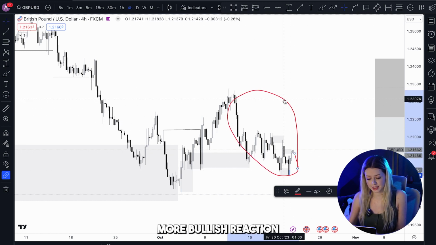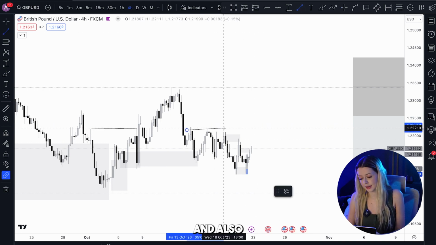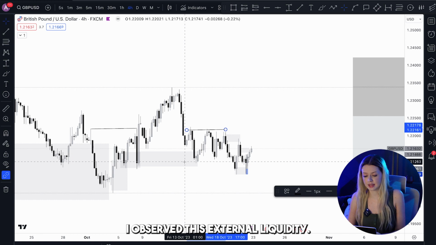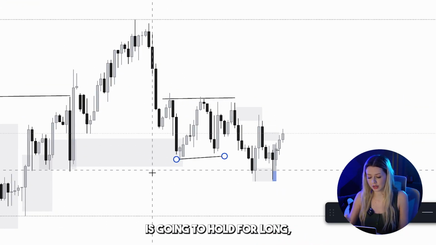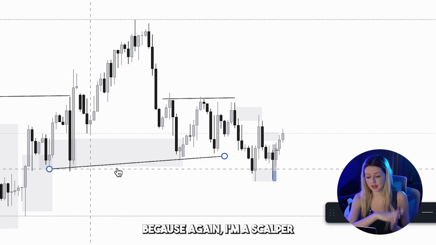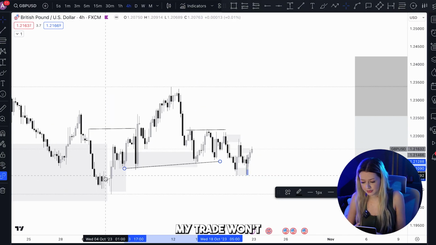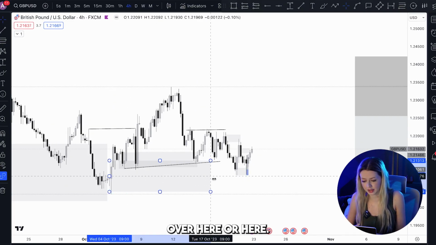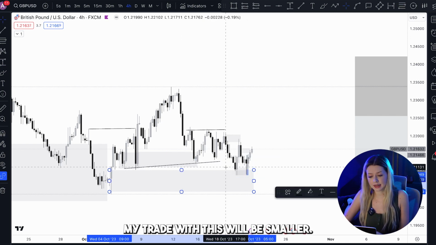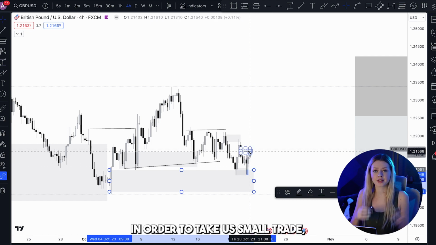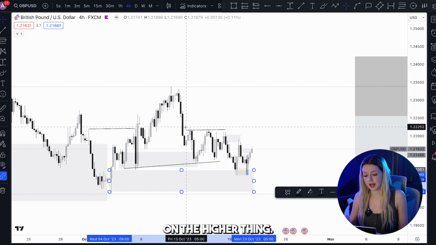I went for this small bullish reaction because I saw the internal liquidity being taken, and also I observed this external liquidity. Now, I don't know if this trade is gonna hold for long, but I don't really care because, again, I'm a scalper and I wanna catch some profits. My trade won't have this kind of target over here or here. I don't really care, and neither this stop loss. My trade will be smaller, but of course, in order to take a small trade, you have to observe what's happening on the higher time frame.